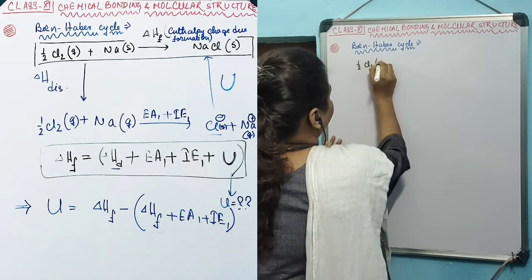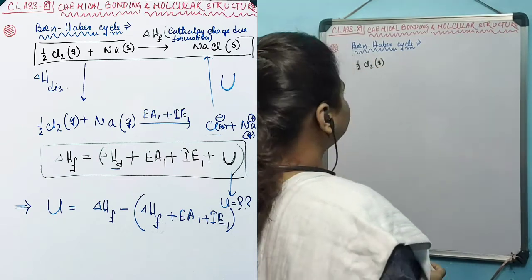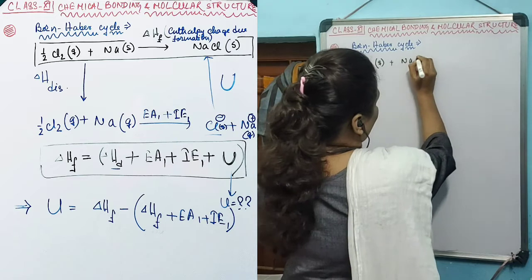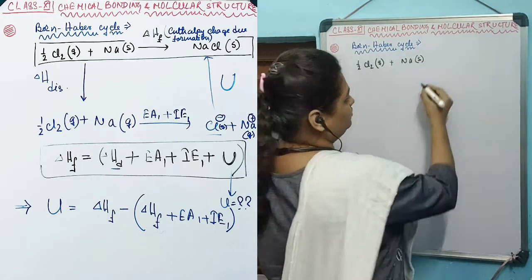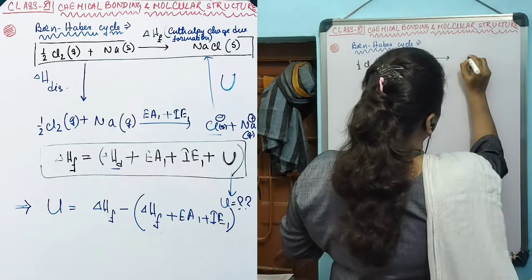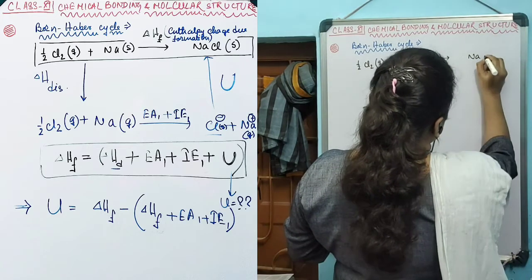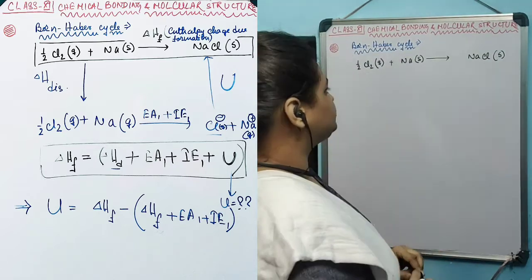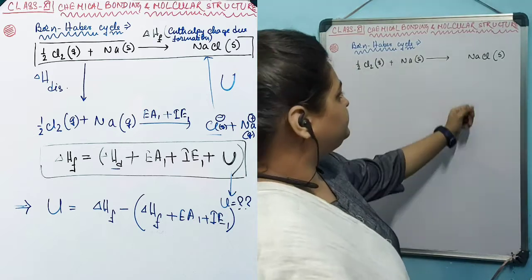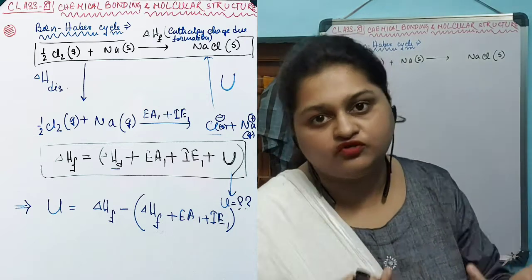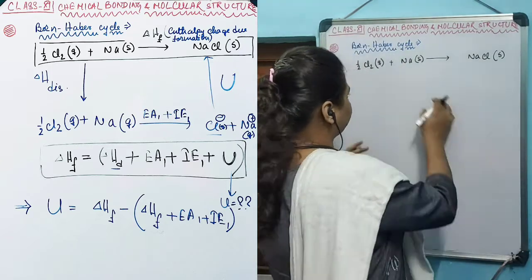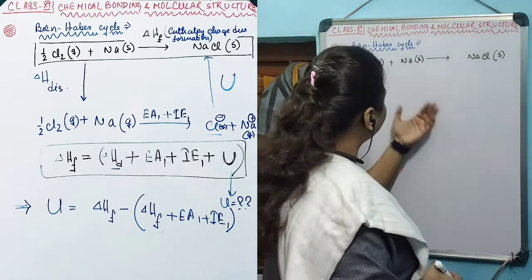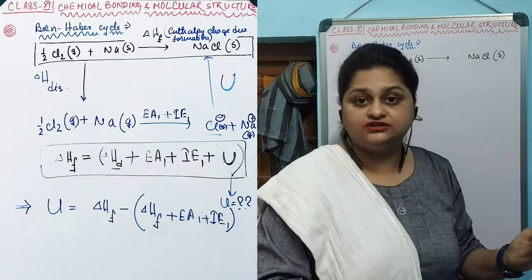half Cl2 gas is reacting with one sodium atom in its solid form and producing one NaCl molecule in solid form. This reaction is the solid preparation of NaCl, that is the crystal form of NaCl, by combining chlorine in its gaseous state and sodium in the solid state.